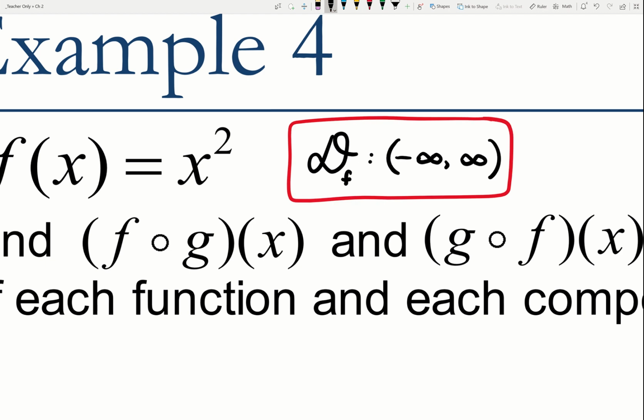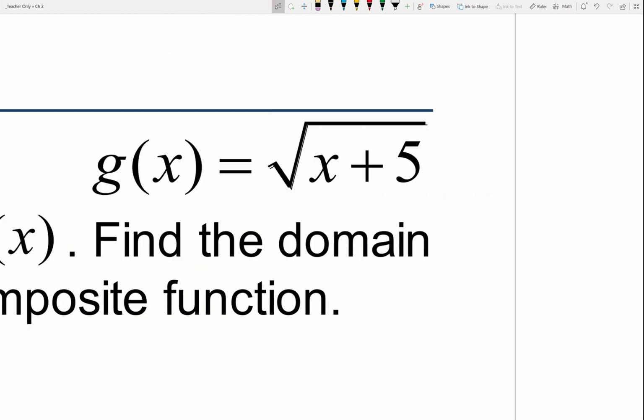Okay, let's go ahead and do the domain of this function over here. So that's the square root of the input plus 5, so the domain of the function g. Now, remember that we never want to have anything under the square root that is a negative number.